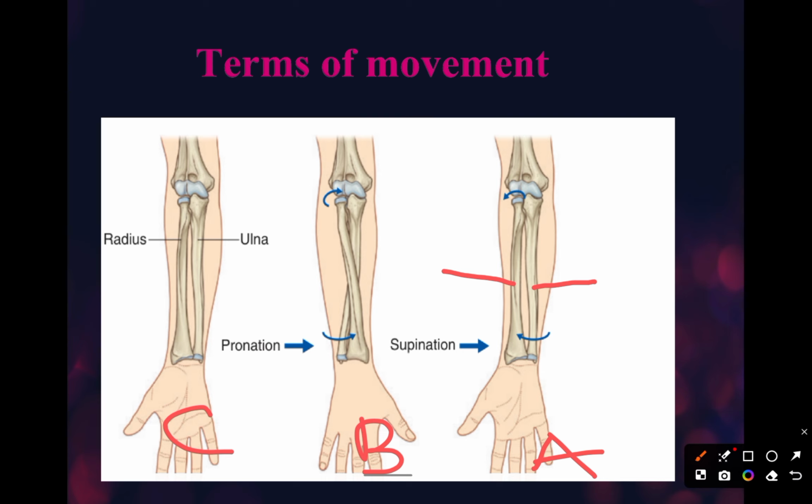the head of the radius is crossing over the head of the ulna, and this is proximal and this is distal. I call it proximal because it's closer, and distal, it is what? Far away. So if they ask you to describe pronation, it is when the distal head of the radius crosses over the distal head of the ulna.